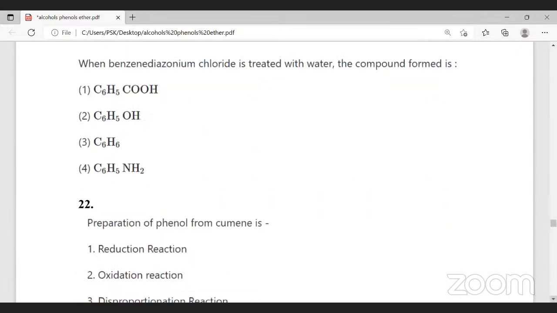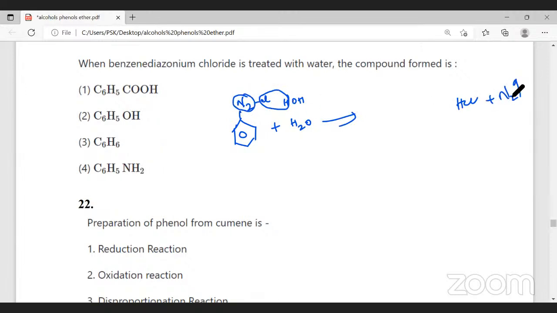When benzene diazonium chloride is treated with water, the compound formed is: benzoic acid, phenol, benzene, or aniline. Benzene diazonium chloride is C6H5N2Cl. When this is hydrolyzed, reacted with water, we can write it as H and OH. HCl gets eliminated. The N2 also gets eliminated as nitrogen gas. So what is left? You have a benzene ring and an OH group. So this is nothing but phenol. When benzene diazonium chloride is treated with water, the product we get is phenol.